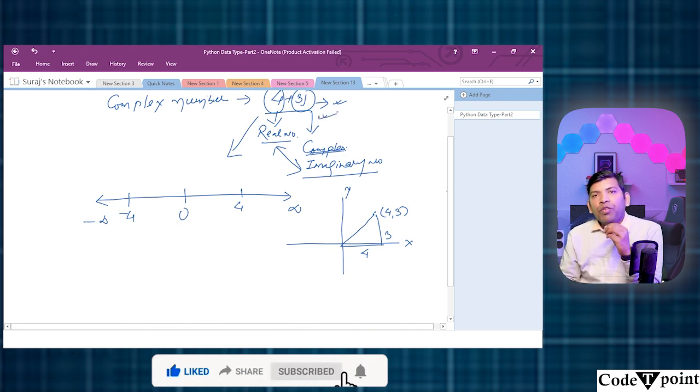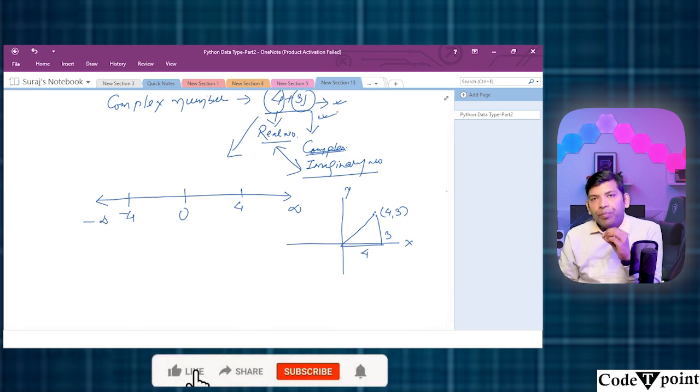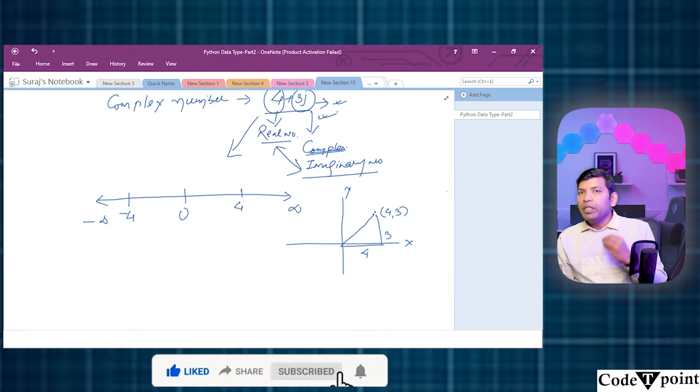So the combination of real plus imaginary is called a complex number. Okay, I hope you understand it. Okay, so let's start how to write a complex number in Python.